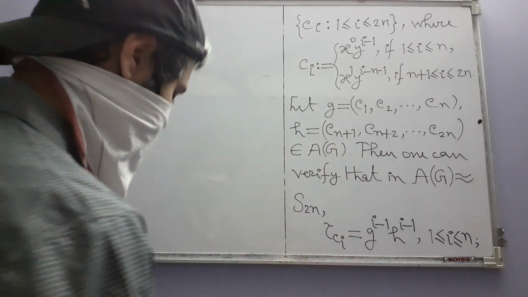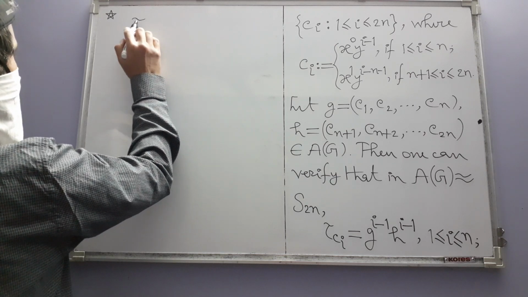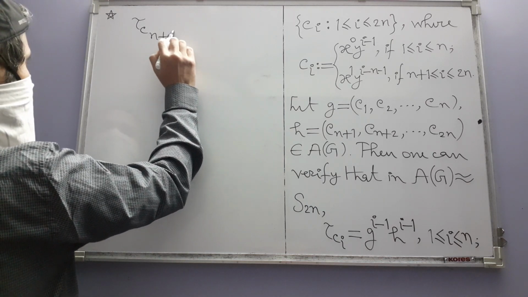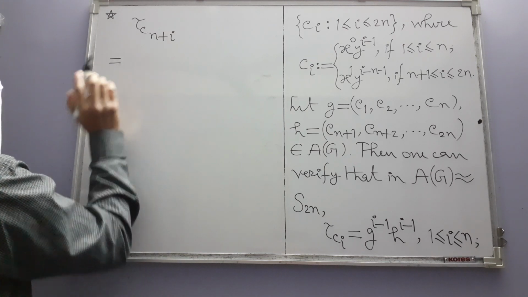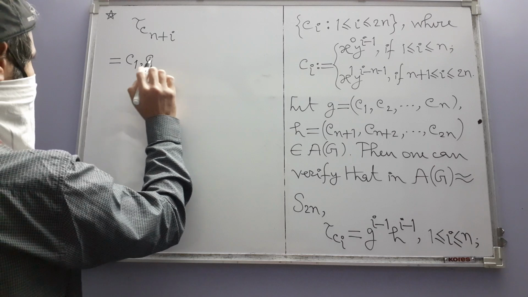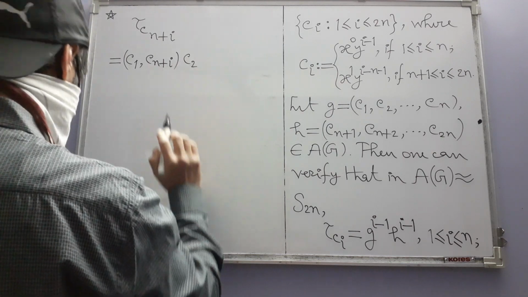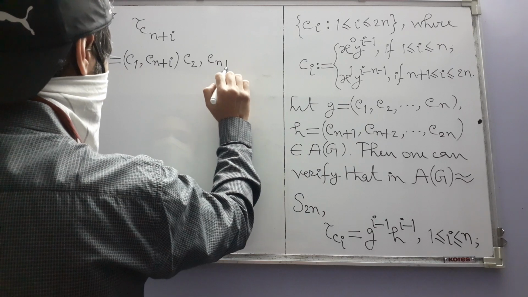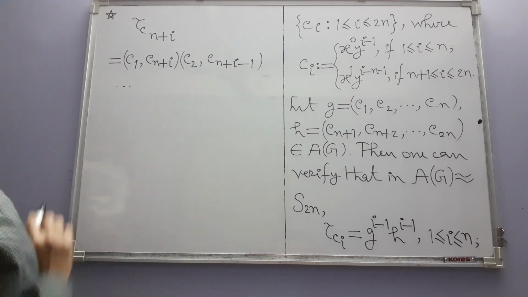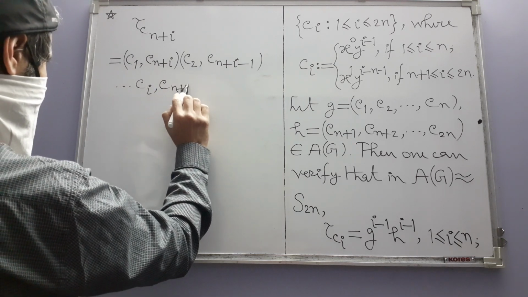So what about those Ci's, or those tau Ci's? They are coming next. Then tau C, which however we write a little differently, n plus i, will be equal to C, it will be a little long, C1 comma Cn plus i, this 2 cycle, times C2 comma Cn plus i minus 1, and it goes like that. And eventually it reaches Ci, and then here we have Cn plus 1.